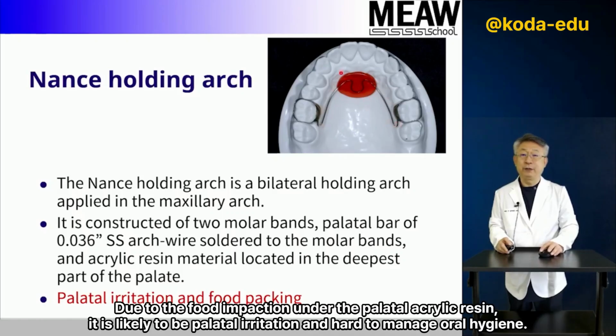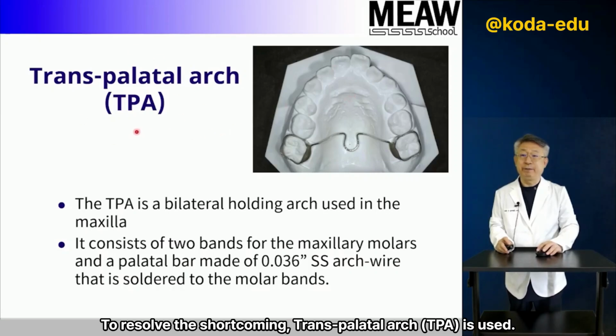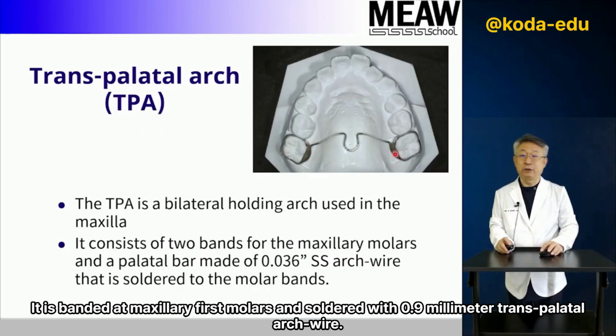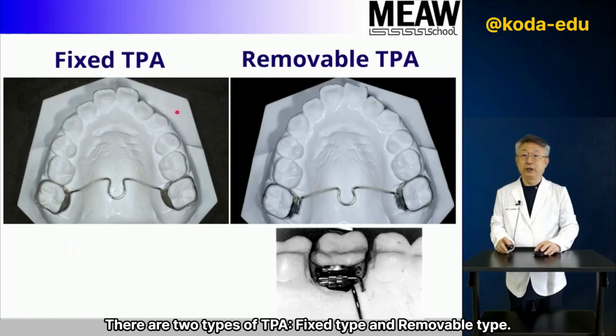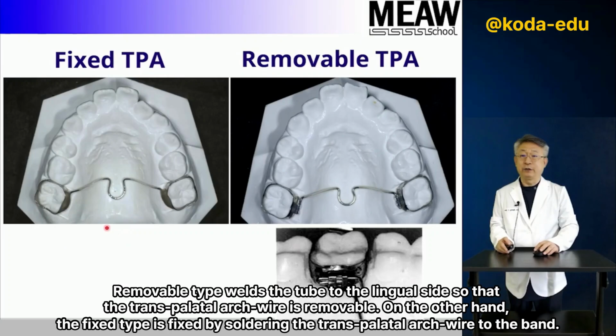Due to food impaction under the palatal acrylic resin, it is likely to cause palatal irritation and is hard to manage oral hygiene. To resolve the shortcoming, the transpalatal arch, TPA, is used. It is banded at the maxillary first molars and soldered with a 0.9 mm transpalatal arch wire. There are two types of TPA, fixed type and removable type. The removable type welds a tube to the lingual side so that the transpalatal arch wire is removable. On the other hand, the fixed type is fixed by soldering the transpalatal arch wire to the band.